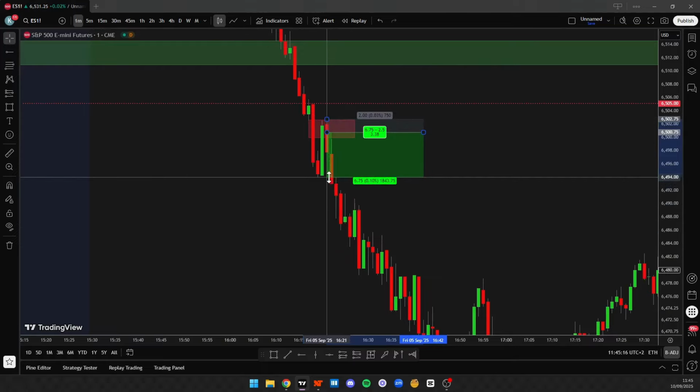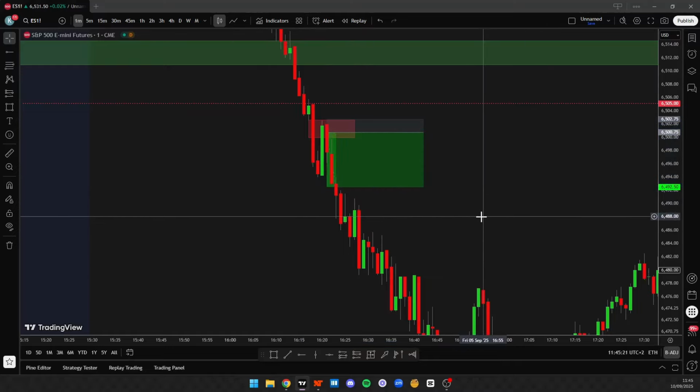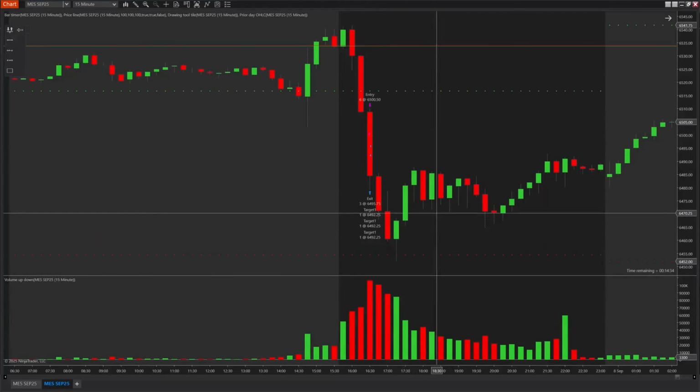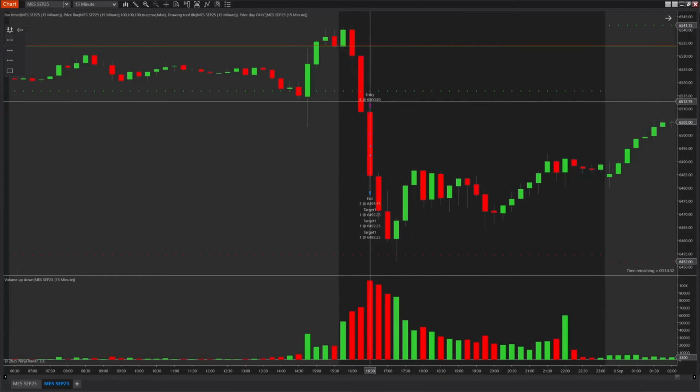And then obviously I had multiple targets. I had this low and a little bit further down below. And this was pretty much my trade. Okay, and as you can see on NinjaTrader, I'll show you the trade. So here you can see my entry was at the 6500s.50.